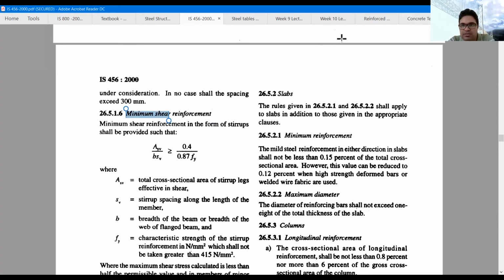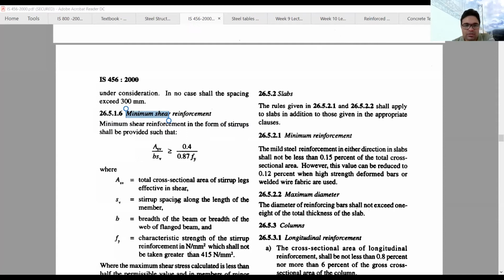Now in this formula, there are some parameters which are given here. Fy is the grade of yield stress of the steel, and SV is the spacing of the stirrups. Like if this is the beam and these are the reinforcement, in that case we provide stirrups. So what will be the spacing of the stirrups? That we find out using SV value.